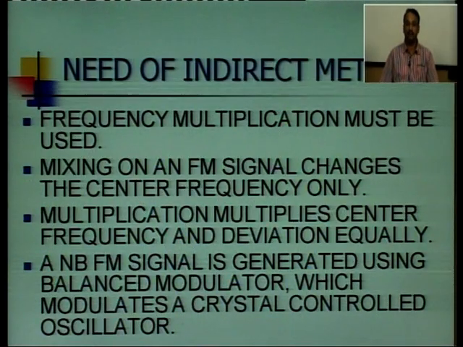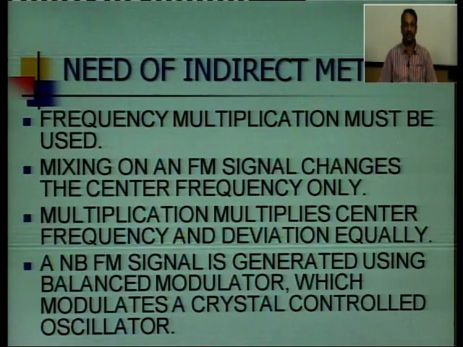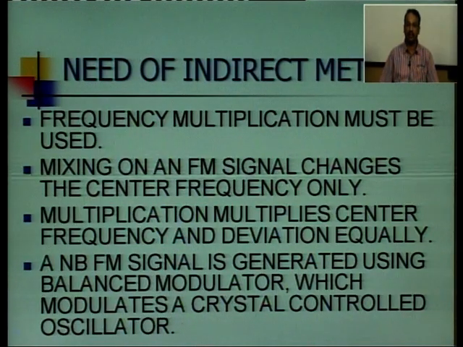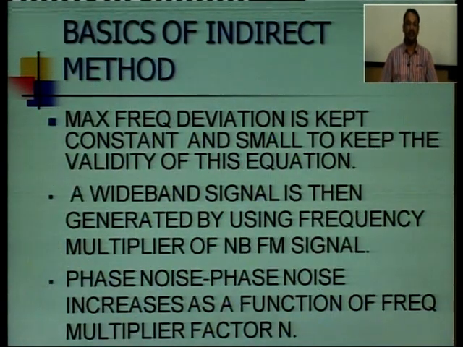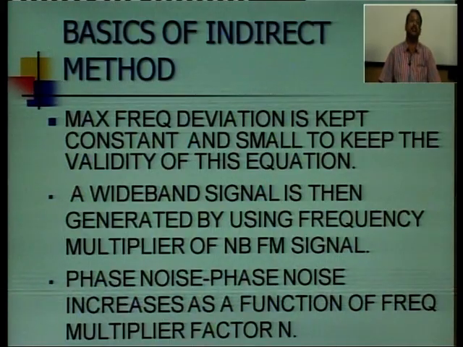Mixing of the FM signal changes the center frequency only. So, frequency multiplication multiplies center frequency and deviation equally. A narrow band FM signal is generated using a balanced modulator, which is used to modulate, say, a crystal controlled oscillator. Maximum frequency deviation in this case is kept constant and very small to keep the validity of this equation.